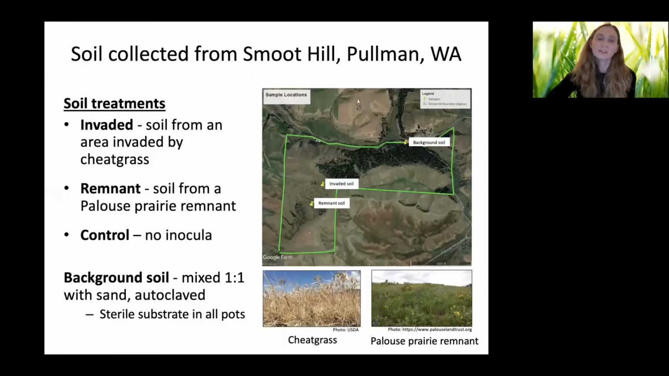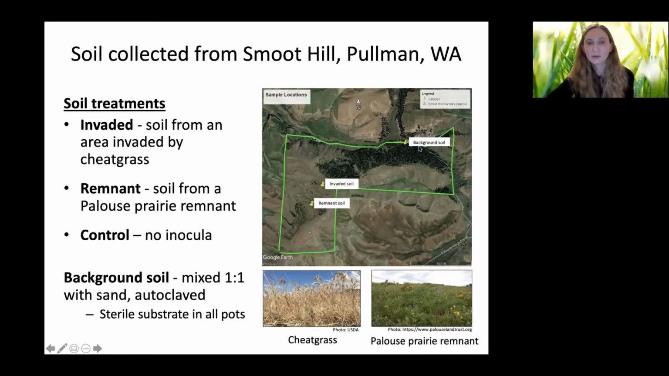So in summer of 2018 and 2019, we went out to Smoot Hill in Pullman, or near Pullman, and we collected soil from an invaded area. This area was invaded by cheatgrass. And then we also collected soil from a prairie remnant. And then we collected background soil also from the site that we used.